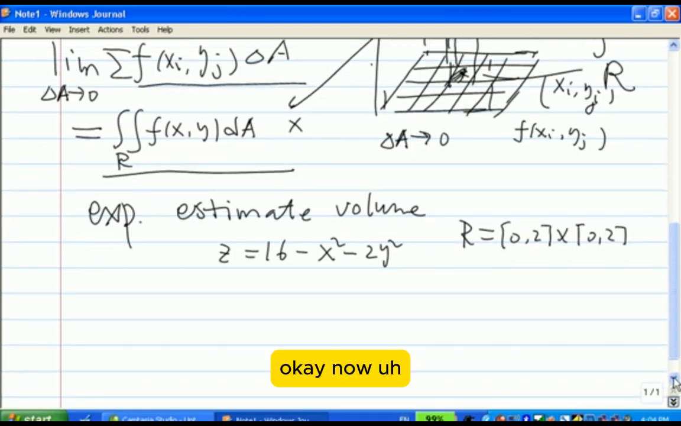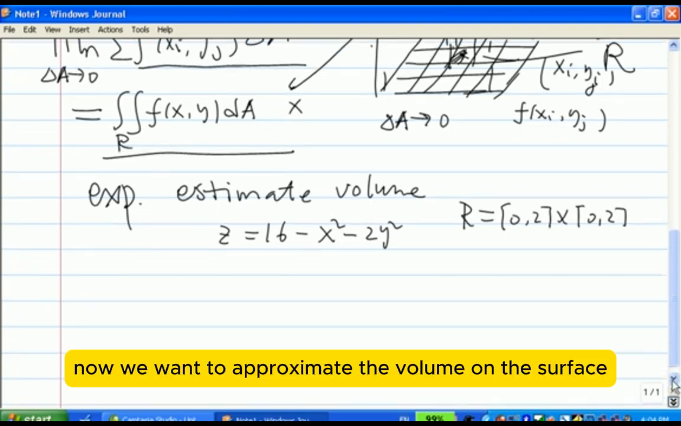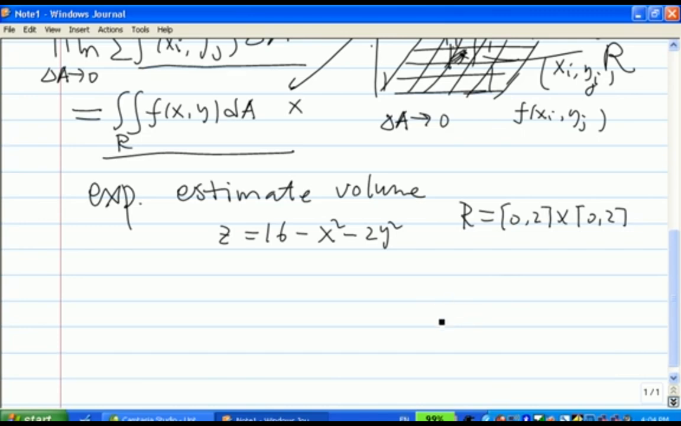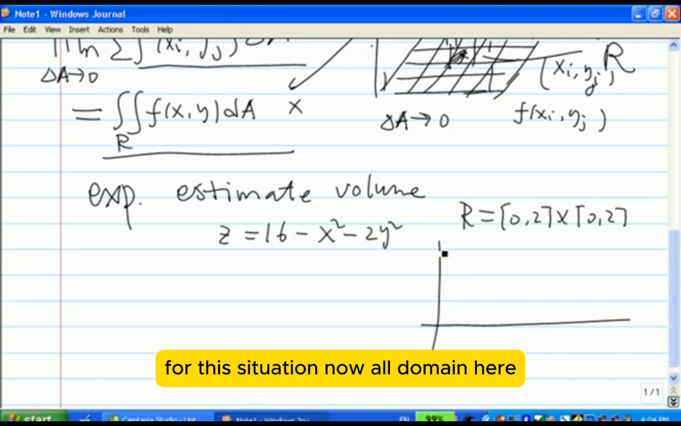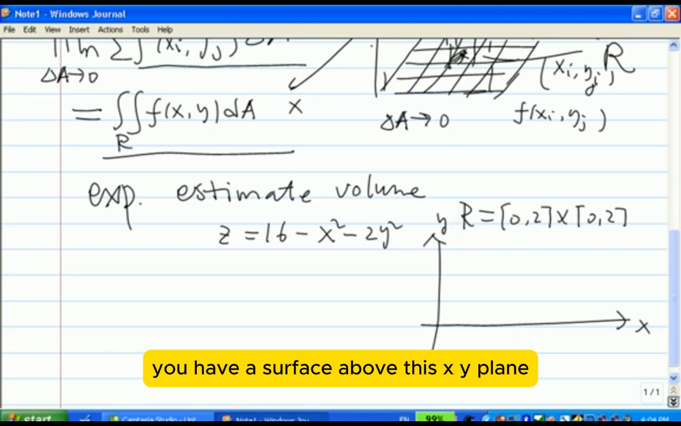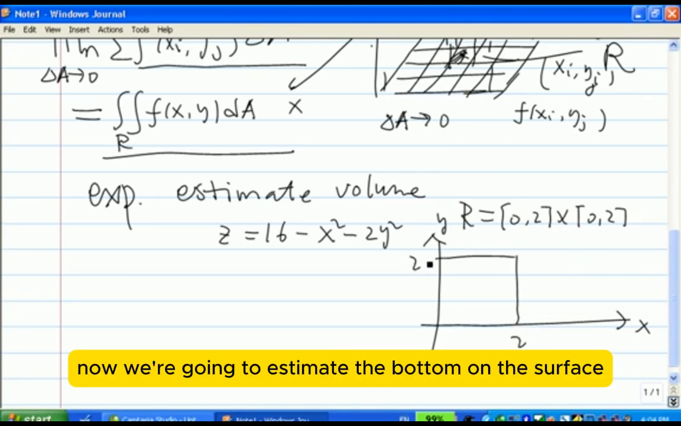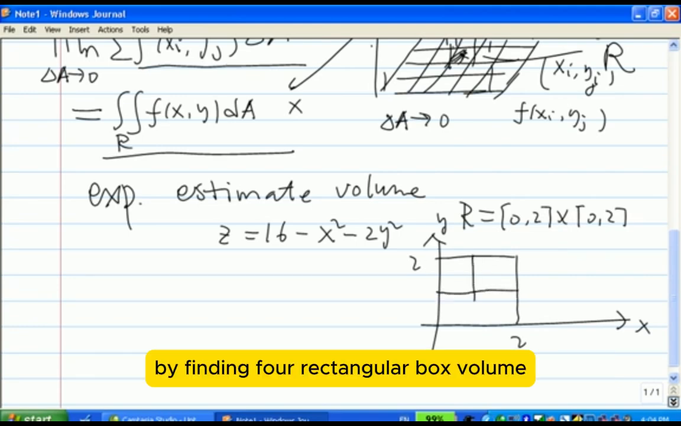Now we don't know how to find the exact volume under the surface; we're just asking for an approximation. We want to approximate the volume under the surface for this situation. Our domain is x and y. You have a surface above this xy plane, and the rectangle is 0 to 2. We're going to estimate the volume by finding 4 rectangular box volumes, then adding them together.